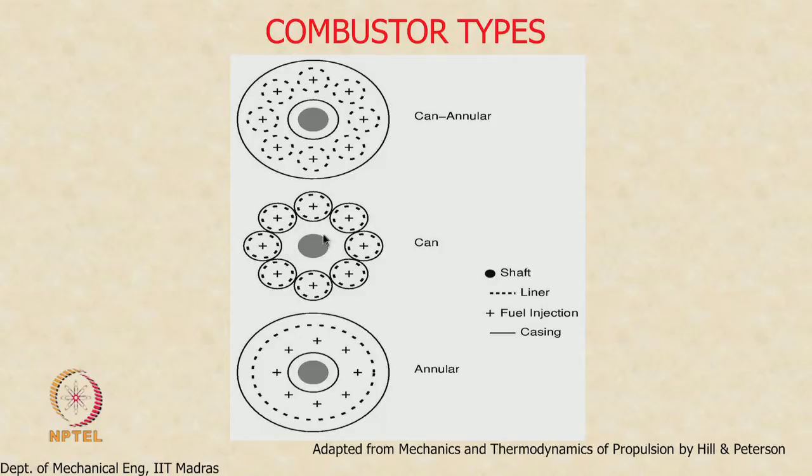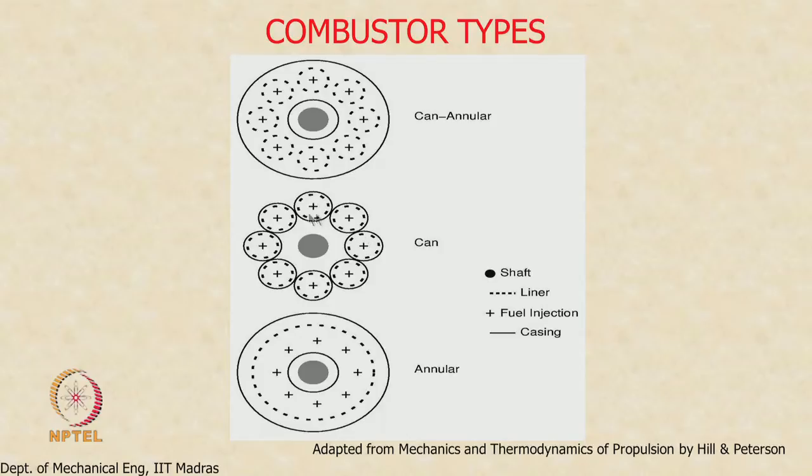The simplest design is this. It's called the can combustor. Each one of these is called a can because it looks like a can. I will show you a picture of the liner a little bit later. The liner is actually a perforated plate through which air can come in and mix with the combustion gases. Combustion can take place on the other side. So we inject fuel in the middle of the can.